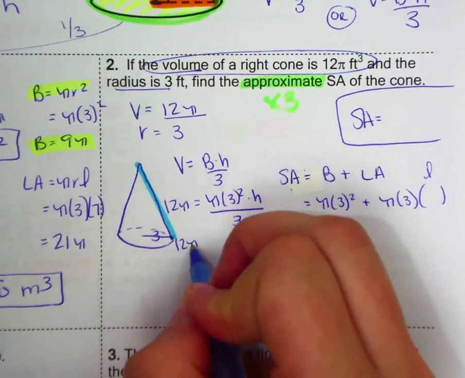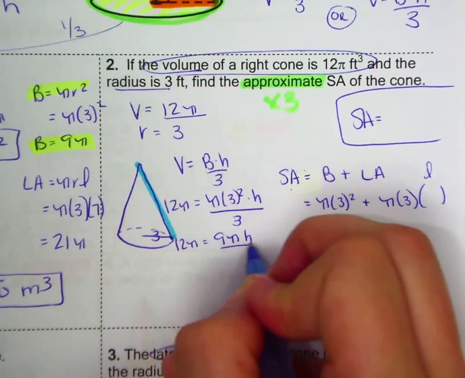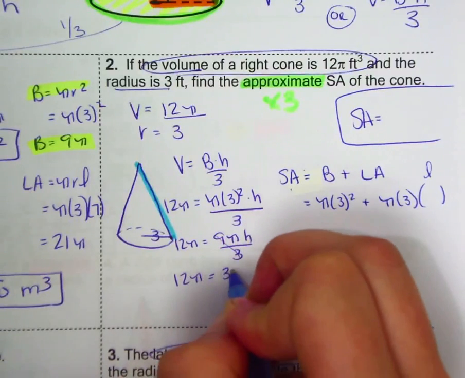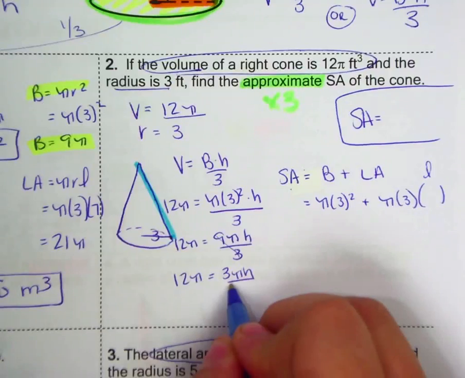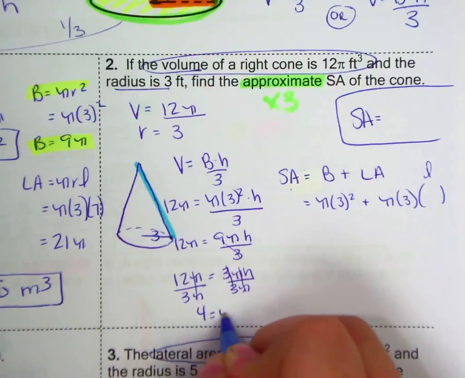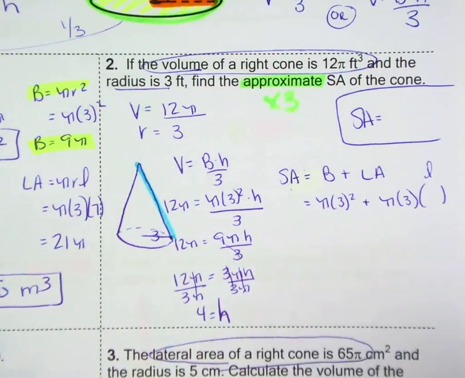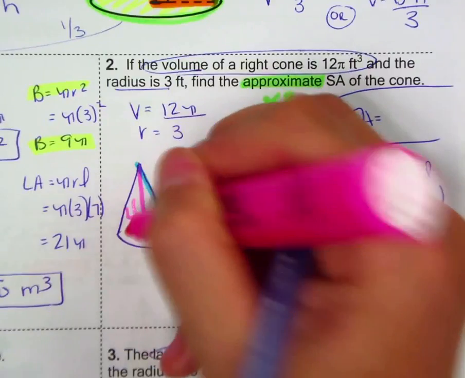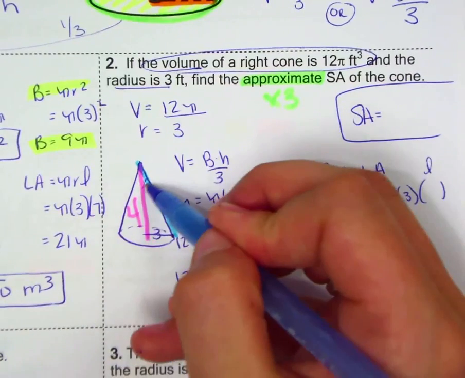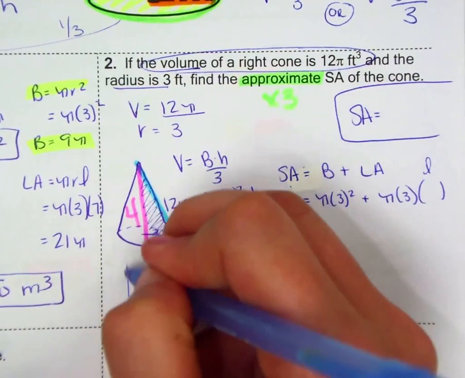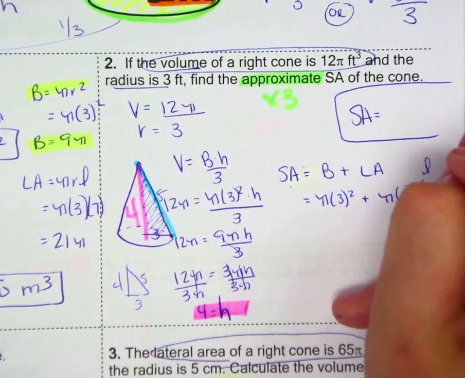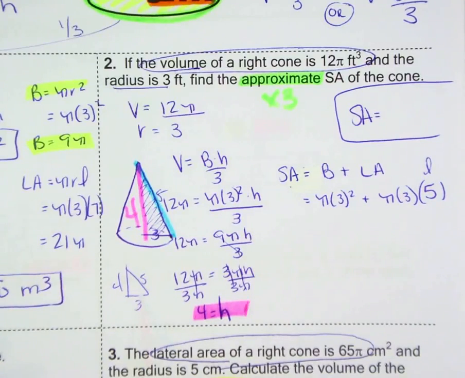Simplify one step. Let's reduce this. 12 pi equals 3 pi times h. We're going to solve for h by dividing both sides by 3 pi, and 4 equals h. So we know that the height of this is 4. We found that from the volume formula, which is nice because this is a right triangle. 3, 4, and so that means that this is 5. The slant height is actually 5.